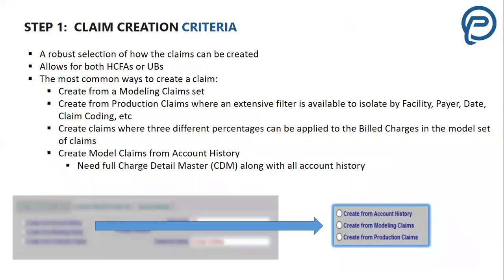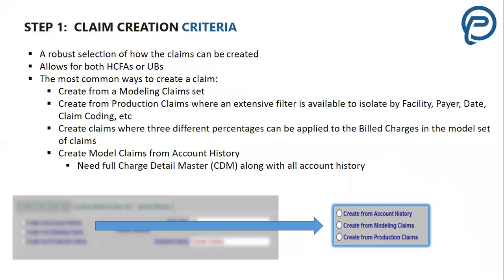Now let's get into the actual steps to create a lift in net patient revenue, or to model for certain things that you're interested in digging deeper into. As we discussed, step one is claim creation. You have to be able to create claims. In Parathon, we're able to create HCFA or UB claims.